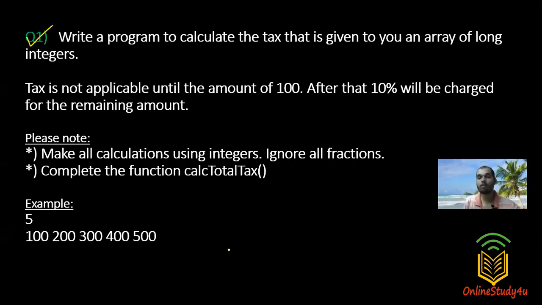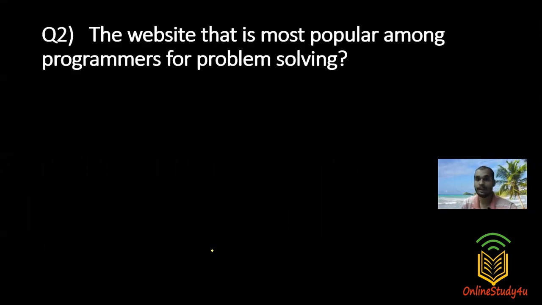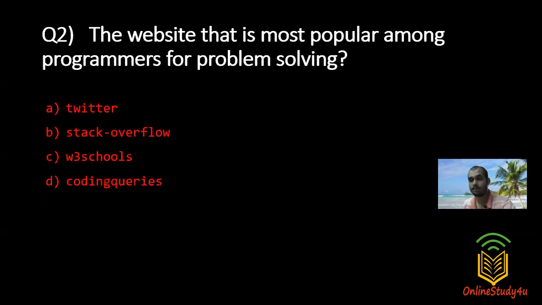Okay, now what we have is 25 MCQs remaining. These 25 MCQs are very simple. Let us go over them one by one. So the next question is: the website that is most popular among programmers for problem solving is, the options that were given were Twitter, Stack Overflow, W3 Schools, and coding queries.